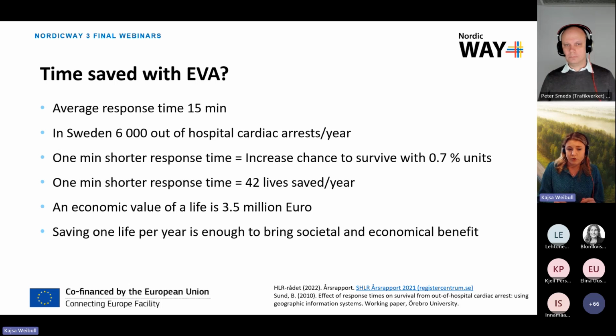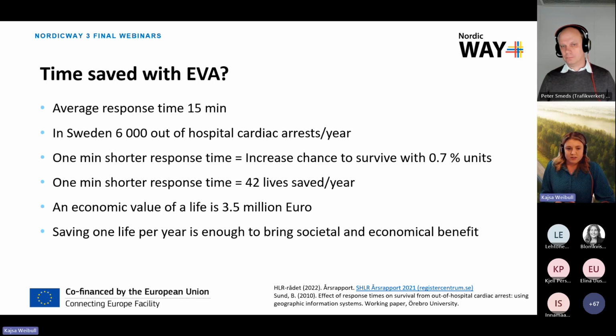One dissertation, looking at the Stockholm area, saw that if we were to decrease the response time for cardiac arrests by 1 minute, we would increase the chance of survival by 0.7 percentage points, meaning that we will increase the chance of survival if you get to the hospital earlier. And if we were to lower the response time by 1 minute for all of the out-of-hospital cardiac arrests, we estimate that we would save about 42 lives per year.